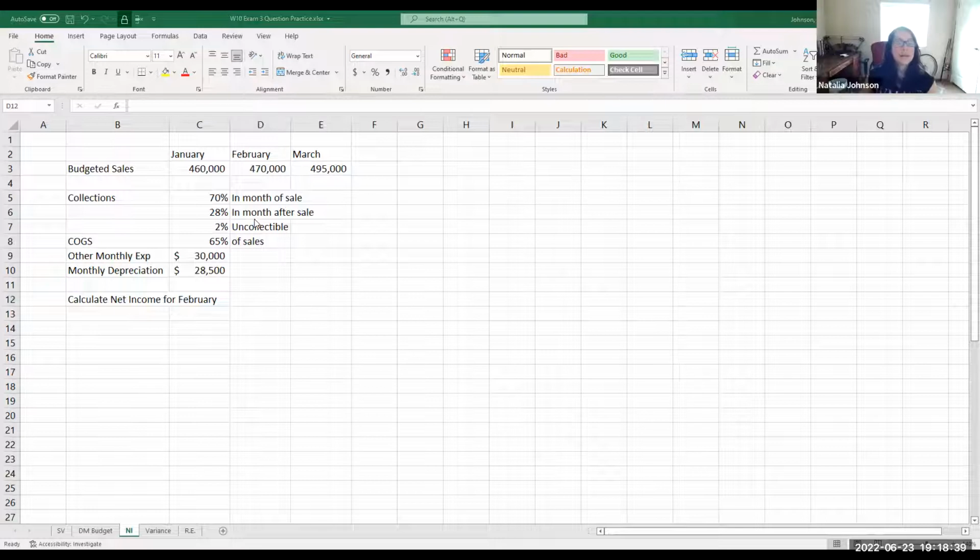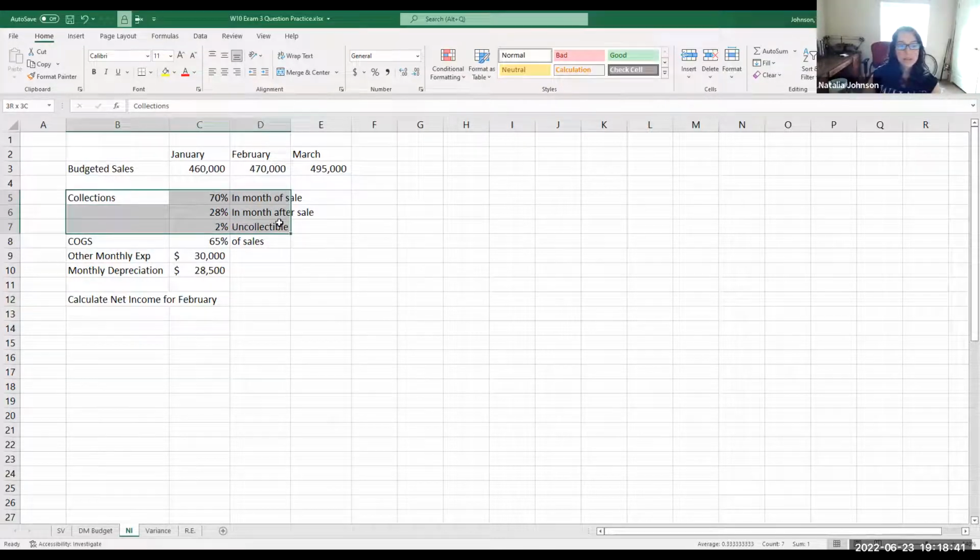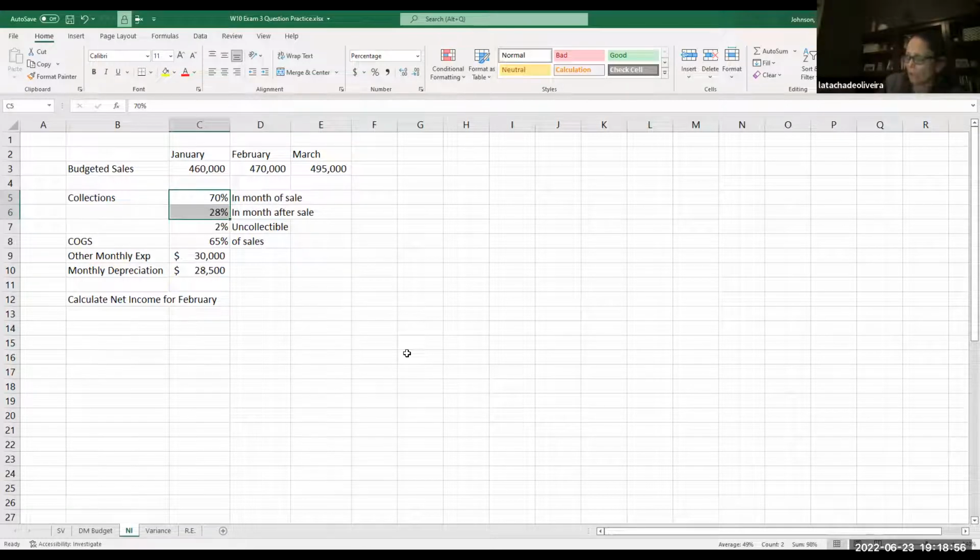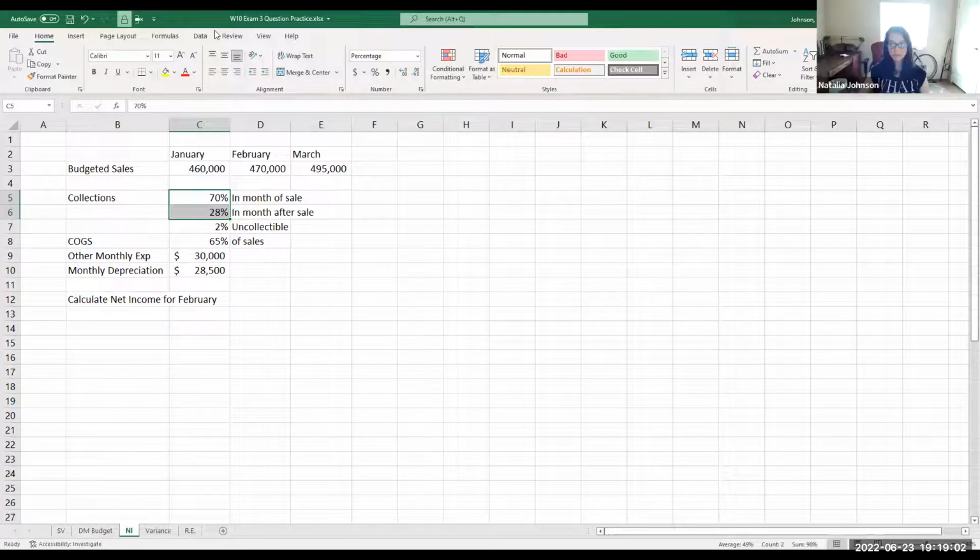Okay, one thing is that these collections are important for the master budget, but not for the net income. Only the 2% uncollectible. So you're going to need basically everything except for these percentages. Gross margin, expenses. Okay, so you need to, for February, cost of goods sold.